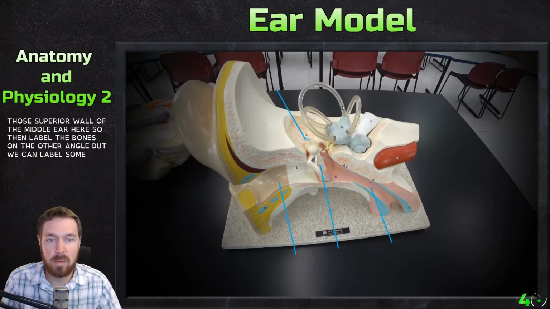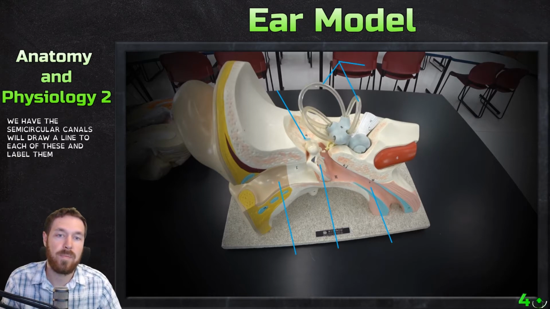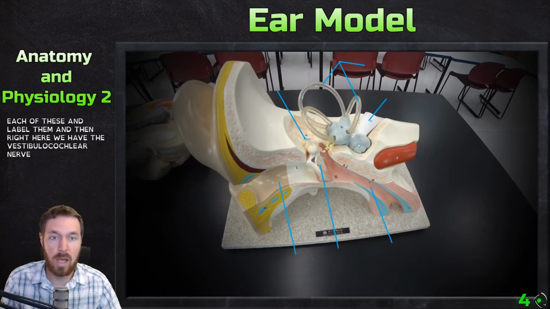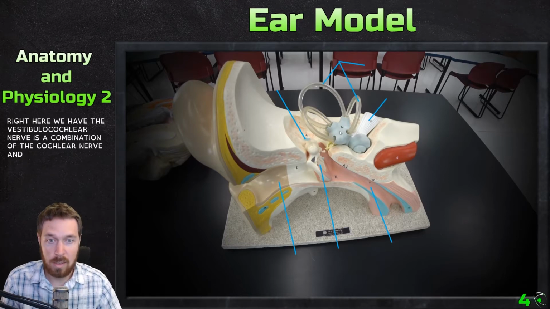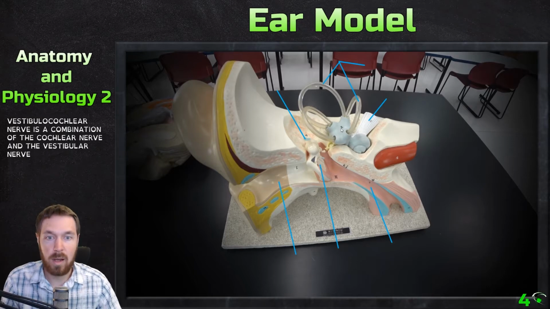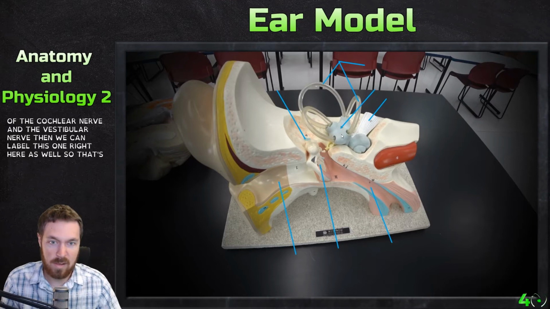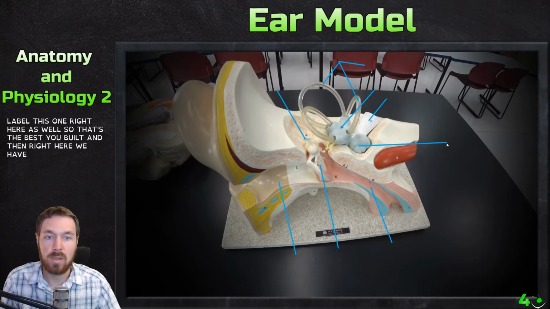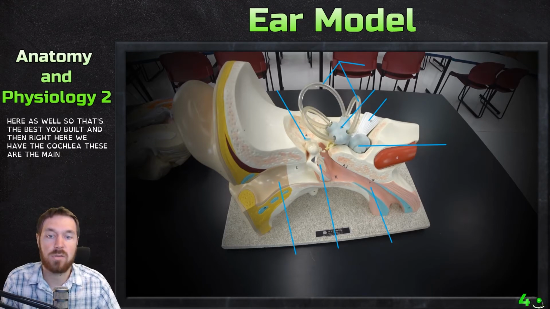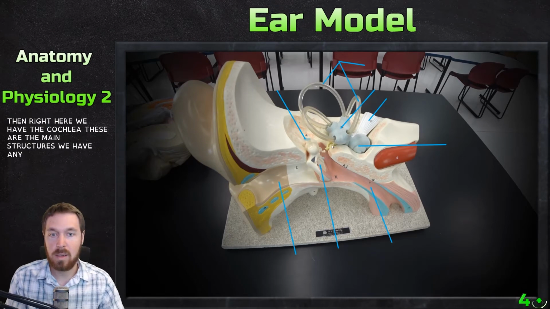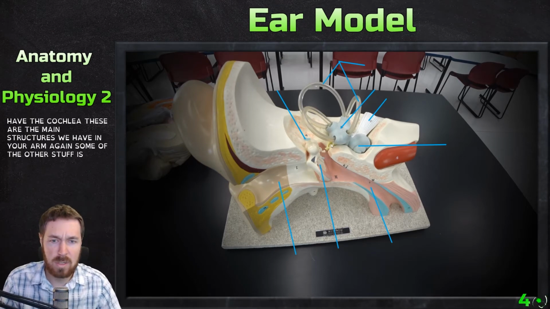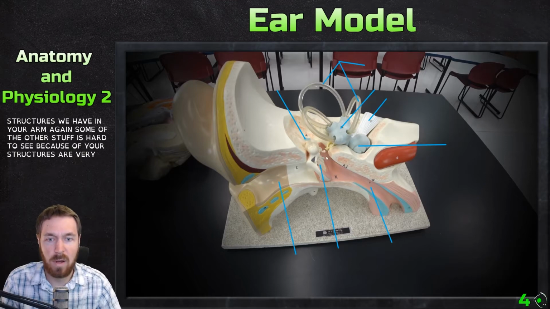But we can label some of the other parts here. We have the semicircular canals. We'll draw a line to each of these and label them. And then right here, we have the vestibulocochlear nerve. It's a combination of the cochlear nerve and the vestibular nerve. Then we can label this one right here as well. So that's the vestibule. And then right here we have the cochlea. These are the main structures we have in the ear. Again, some of the other stuff is hard to see because the ear structures are very small.